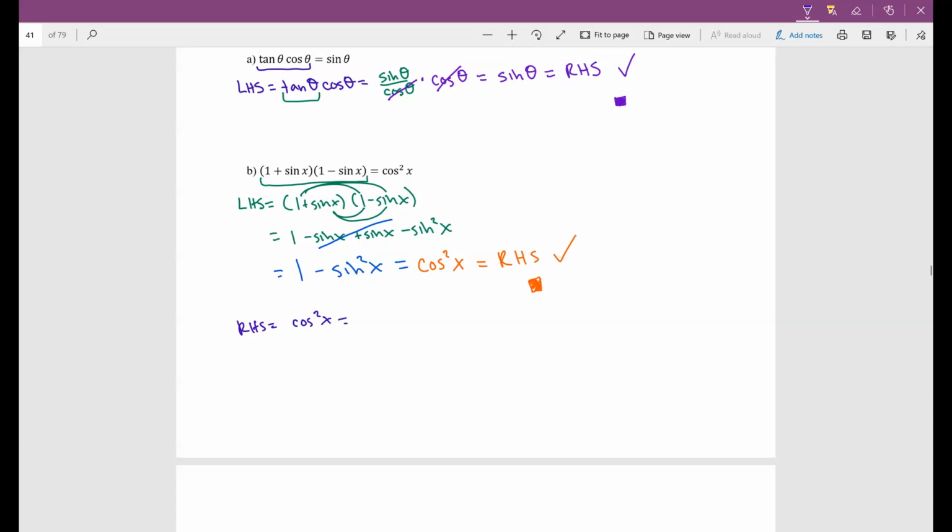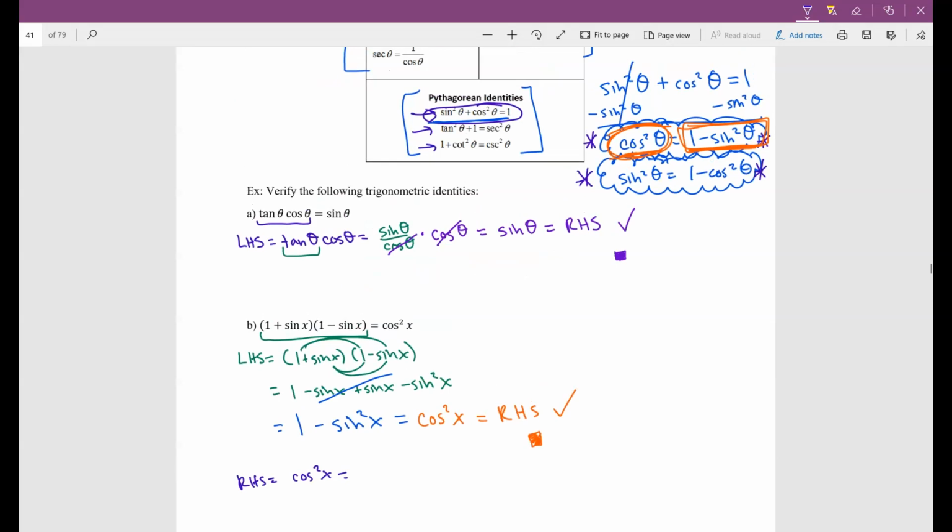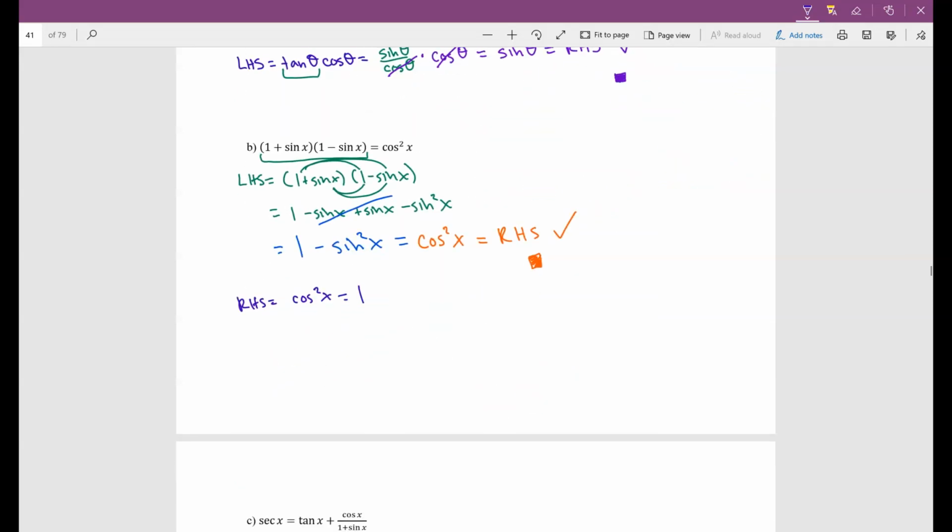lot of things that you can do with this, but we know that cosine squared x is equal to 1 minus sine squared x. And then here we can factor this as 1 minus sine x, 1 plus sine x. And this, again, is equal to the left-hand side. So you don't need to prove both of them. You can just prove one.